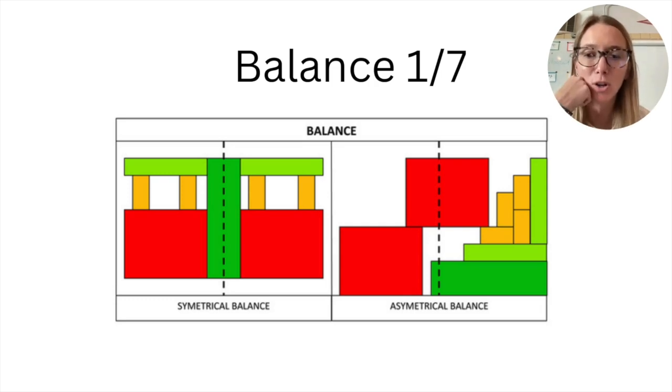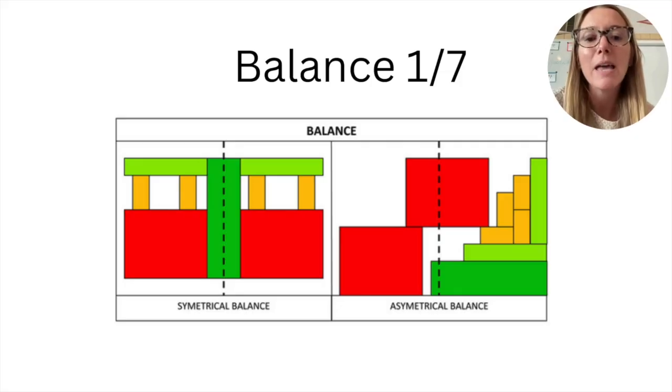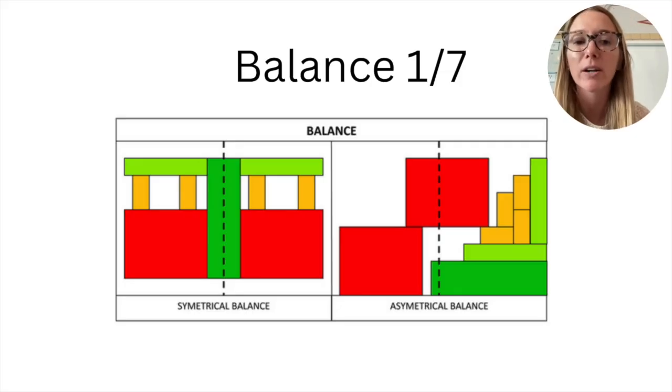So in the symmetrical, the green is in the middle, green is in the middle. Red is on the bottom outside, bottom outside. On the asymmetrical side, I have that big red piece at the bottom, and then there's empty space above it. But because the red is so big and bold, it balances out with all these smaller, less bold colored pieces.